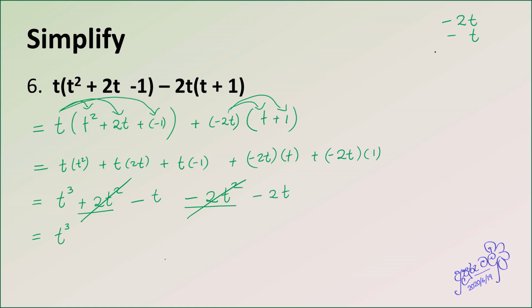So minus 2t minus t. Since both of them have the same sign, we should perform an addition. 2 plus 1 is 3. Minus 3t.